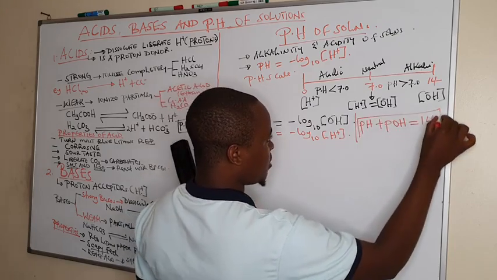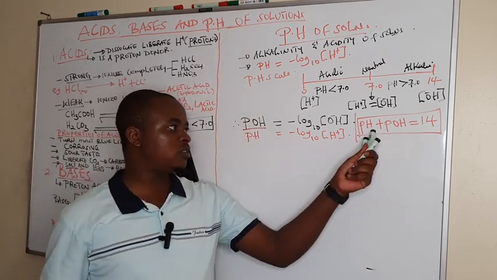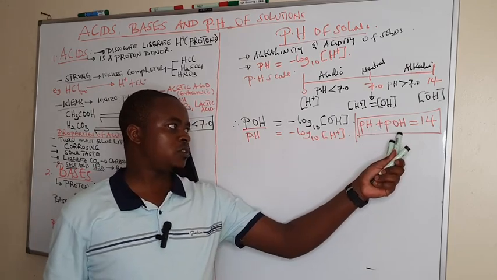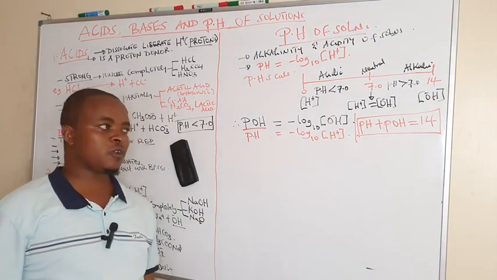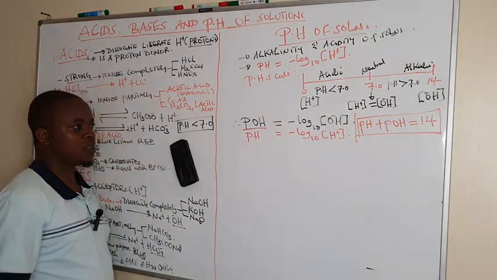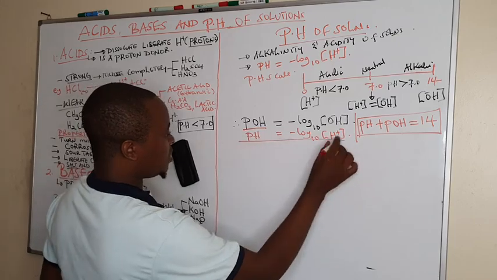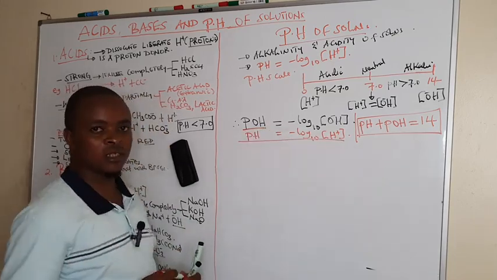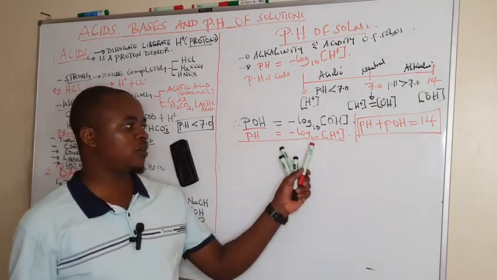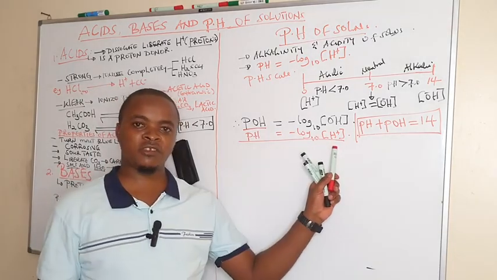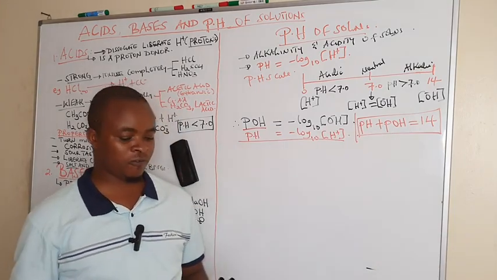This can be another formula for calculating pH: if I have pH and I have pOH, pH plus pOH should give me a total of 14. So these are the formulas we are going to be employing in the calculation of pH. pOH is equal to negative log base 10 of the concentration of hydroxide ions. pH is equal to negative log base 10 of the concentration of hydrogen ions. And pH plus pOH is equal to 14.